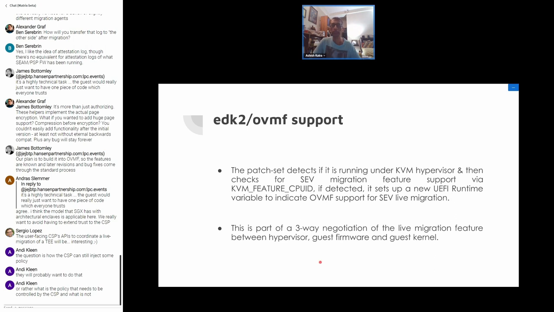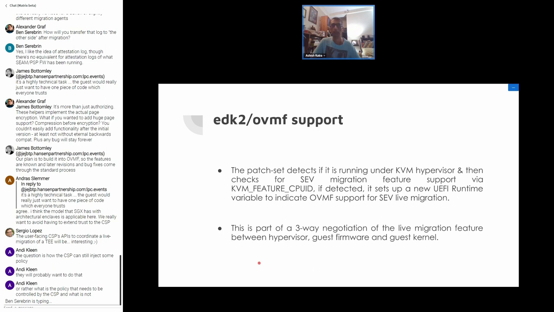As I mentioned, this is the EDK side of things. We've been talking about the three-way negotiation feature between the hypervisor, the guest kernel, and OVMF, which I discussed. And I think that concludes my general slides.